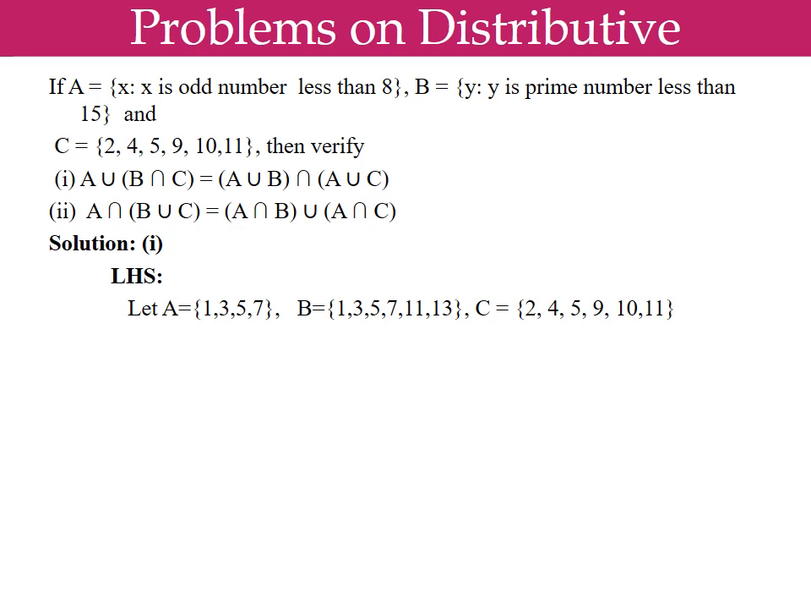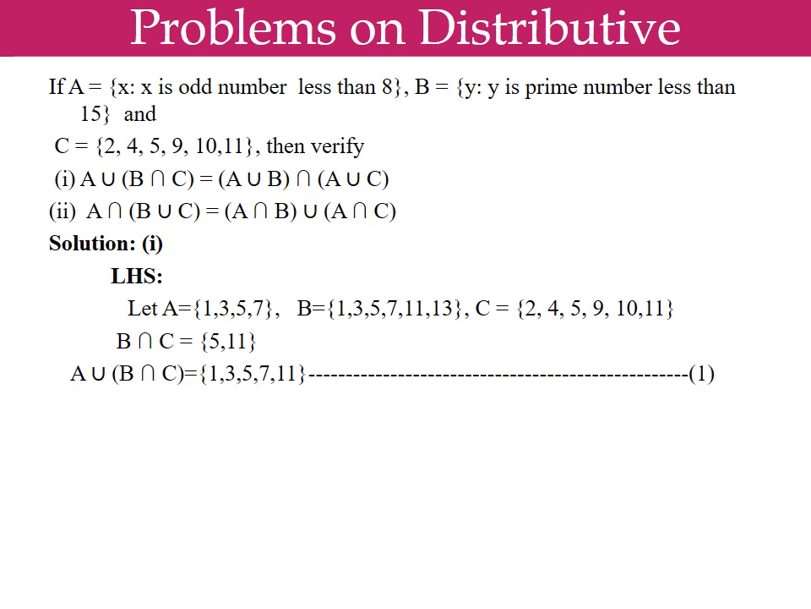Now first take LHS. In LHS, we are supposed to find B intersection C first. Is there any common number between B and C? Obviously, it is 5, 11. Next is A union (B intersection C). That is {1, 3, 5, 7, 11}. So assuming this is equation number 1.